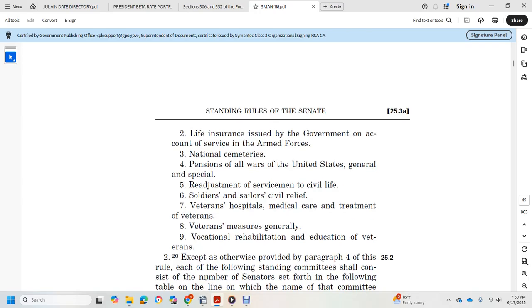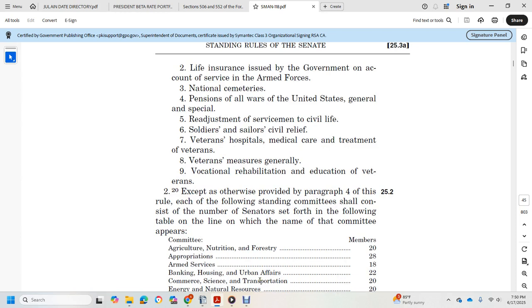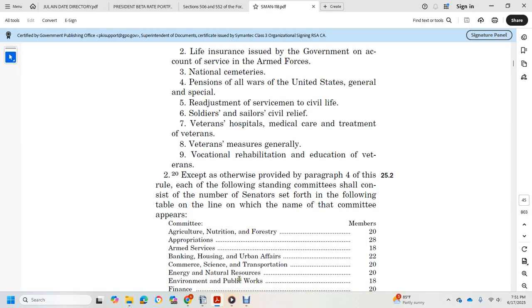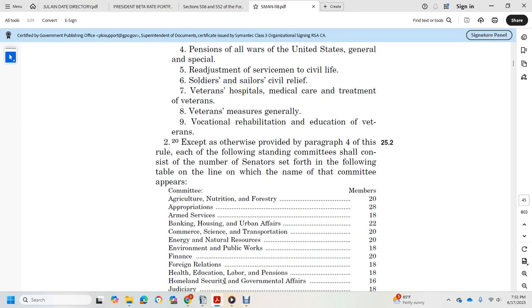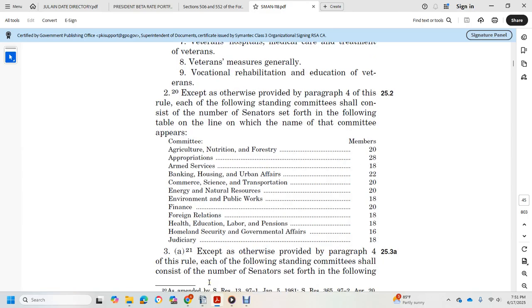Each of the following standing committees shall consist of the number of senators set forth in the following table on the line on which the name of the committee appears: Agriculture, Nutrition, and Forestry; Armed Services; Banking, Housing, and Urban Affairs; Commerce, Science, and Transportation; Energy and Natural Resources; Environment and Public Works; Finance; Foreign Relations; Health, Education, Labor, and Pensions; Homeland Security and Governmental Affairs; Judiciary, except as otherwise provided in paragraph 4 of this rule.